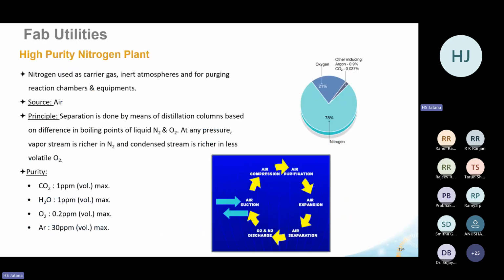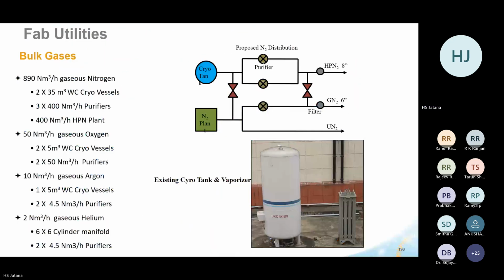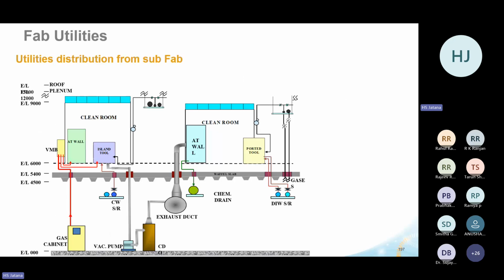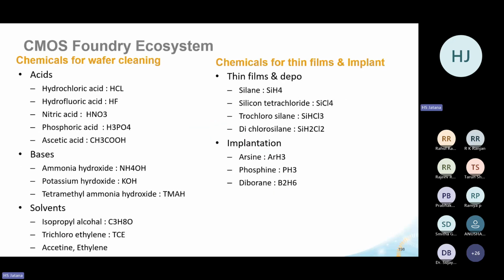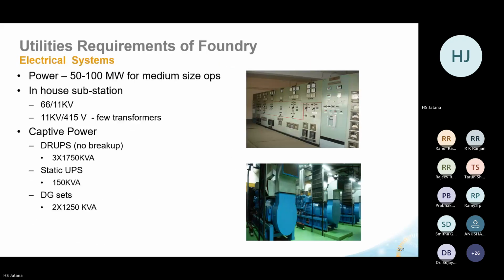Then there is a nitrogen plant and all those pure things, bulk gases: nitrogen, oxygen, argon. They are required in high volume, and a high level of purity is needed. These are the various acids and bases which are used in the various steps of this process.